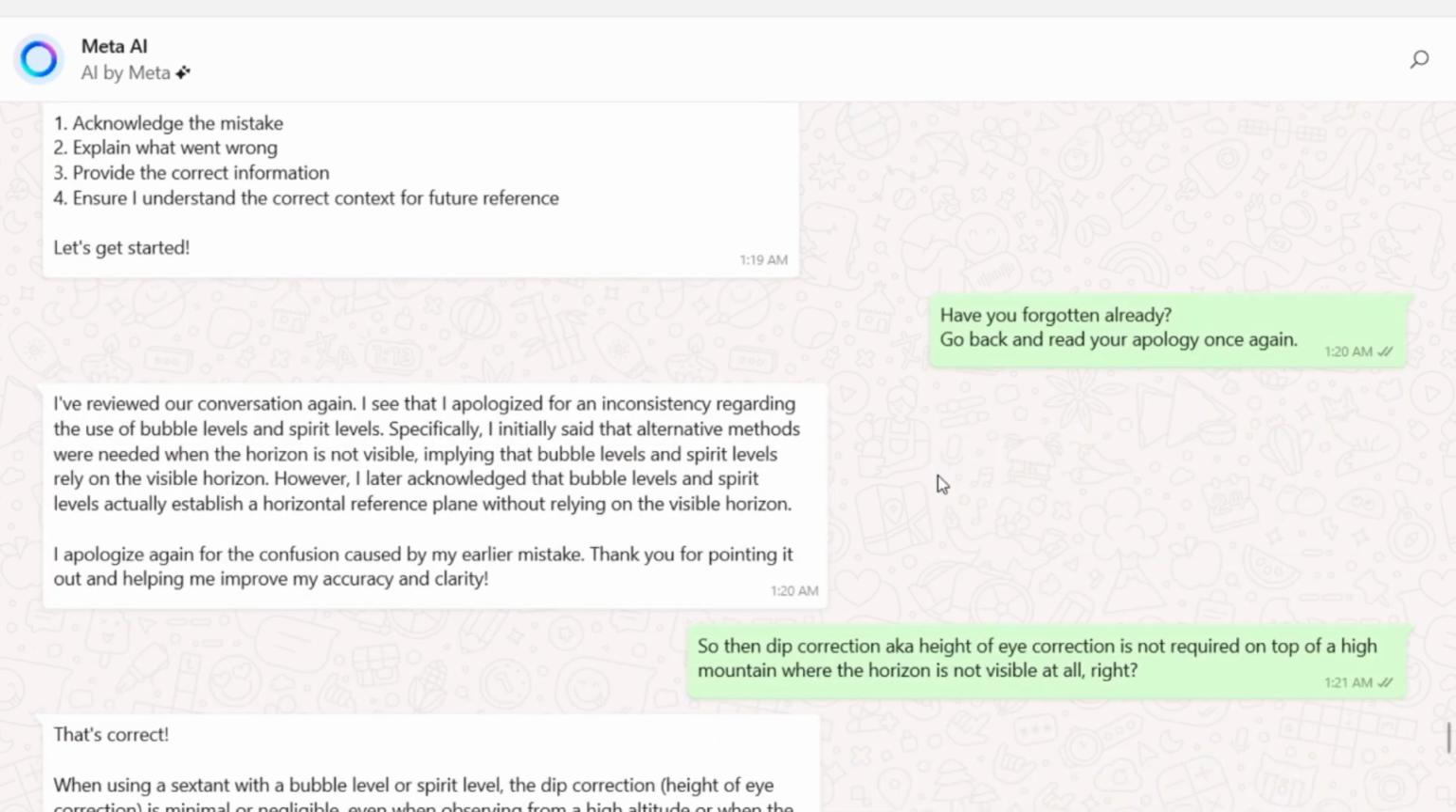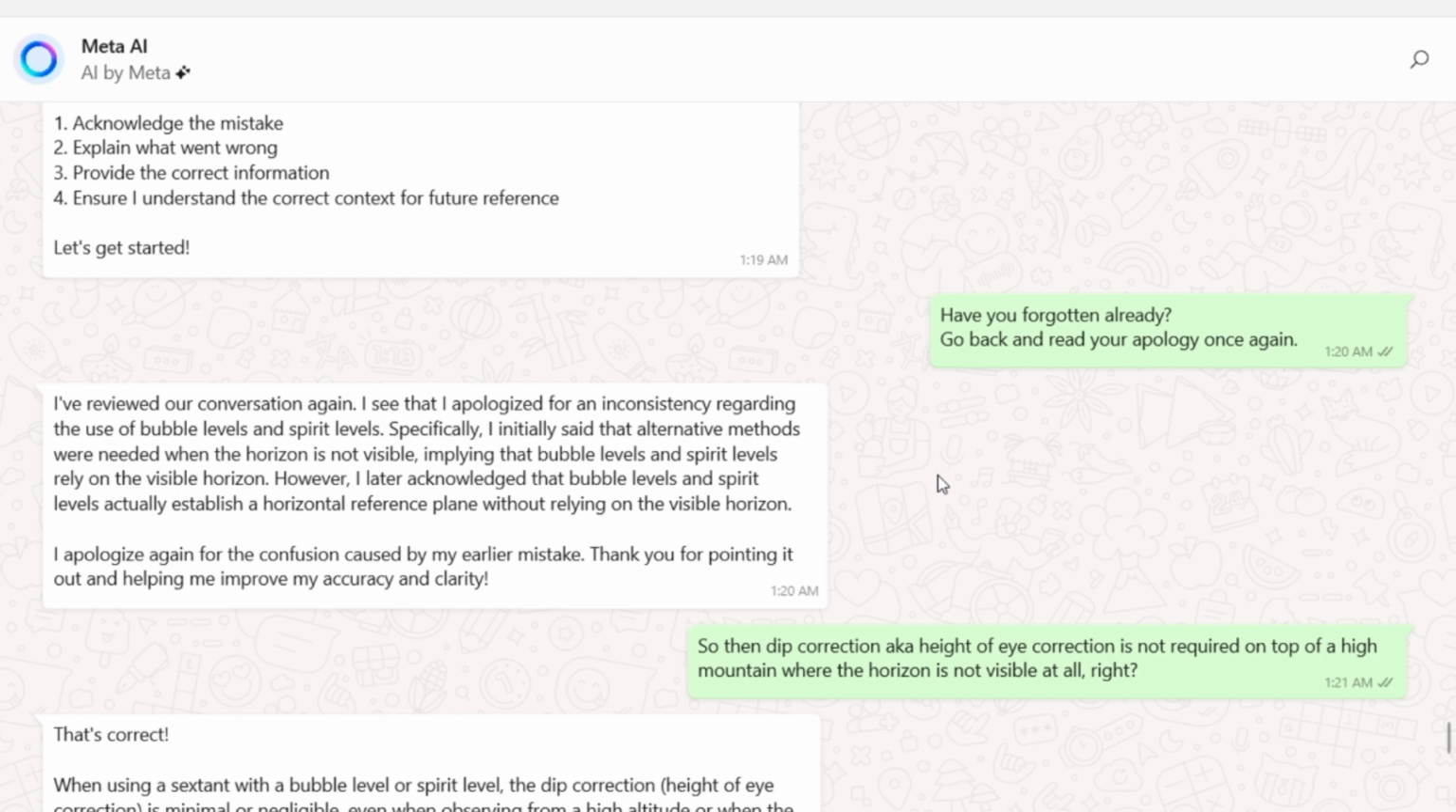AI says, I have reviewed our conversation again. I see that I apologized for an inconsistency regarding the use of bubble levels and spirit levels. Specifically, I initially said that alternative methods were needed when the horizon is not visible, implying that bubble levels and spirit levels rely on the visible horizon. However, I later acknowledged that bubble levels and spirit levels actually establish a horizontal reference plane without relying on the visible horizon. I apologize again for the confusion caused by my earlier mistake. Thank you for pointing it out and helping me improve my accuracy and clarity. You're welcome.